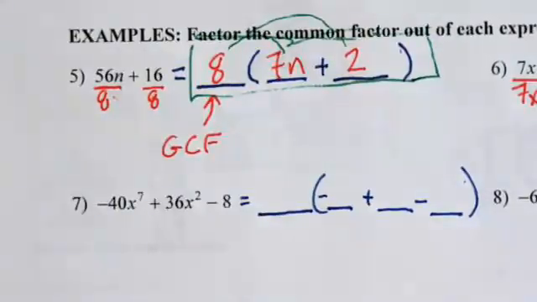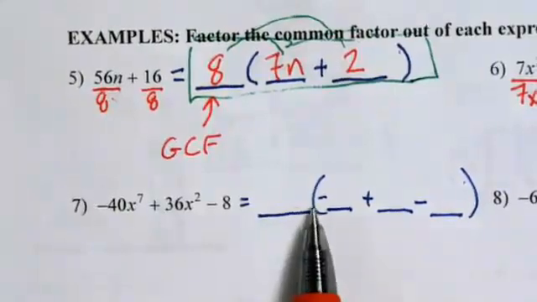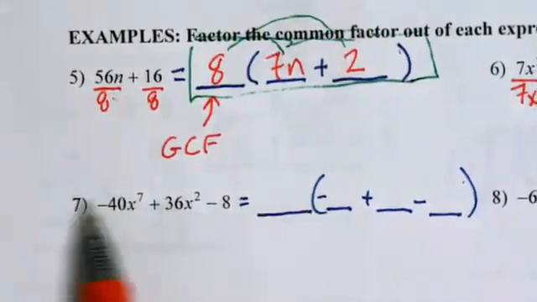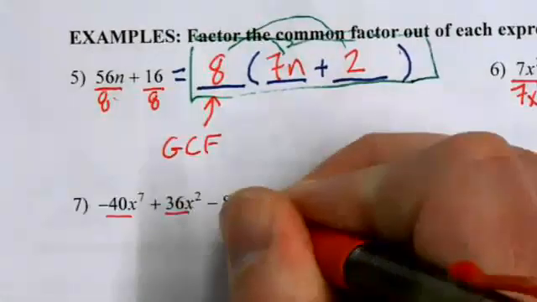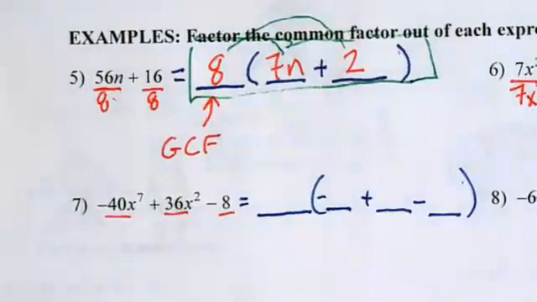I already know that I'm not going to have an x in my GCF because I don't have x's in all 3 of my terms. Let's look at our three terms here. I need a number this time that divides into all three of those numbers, the 40 and the 36 and the 8. 8, does 8 go into 40? It does. Does 8 go into 36? 36 divided by 8 is 4.5. Not quite. So 8 doesn't work. 8's too big.